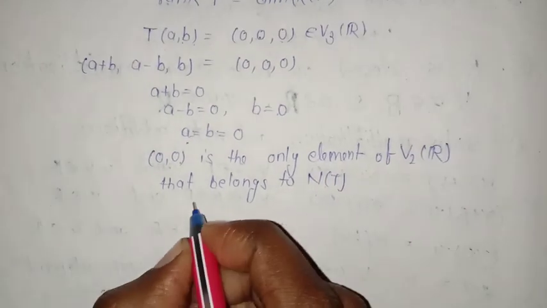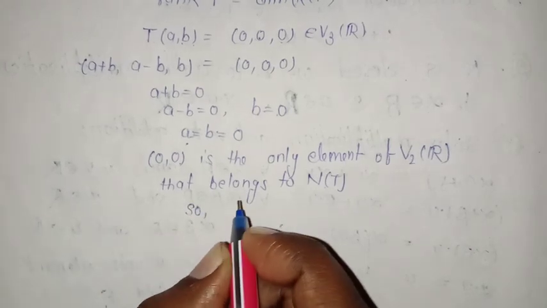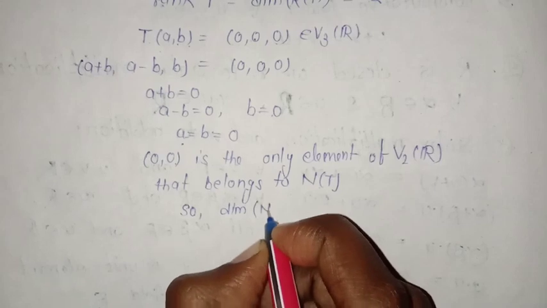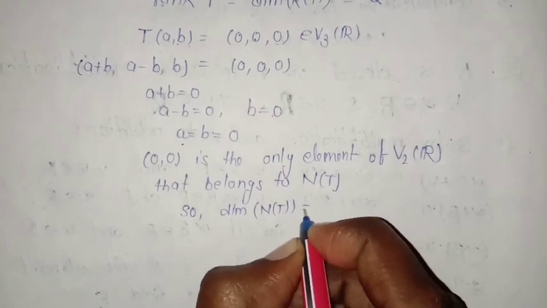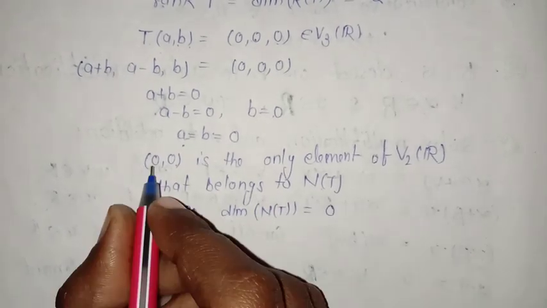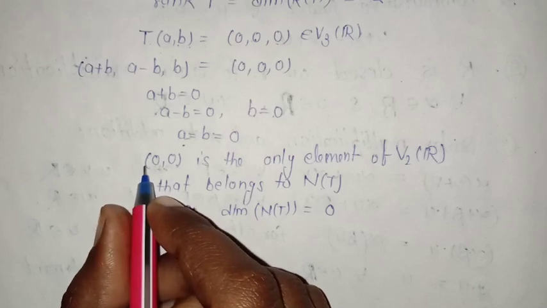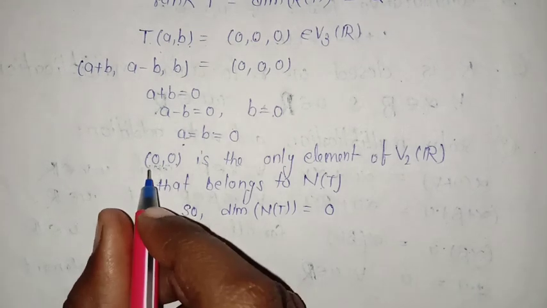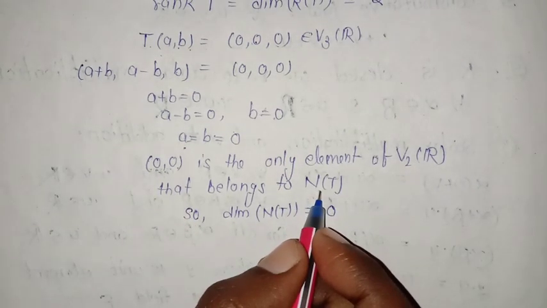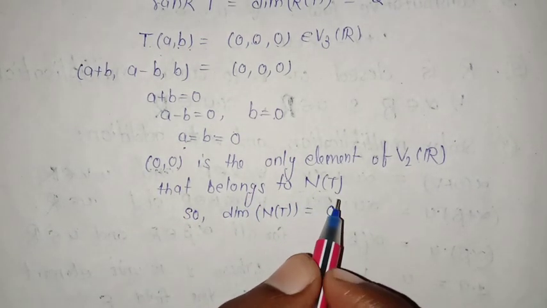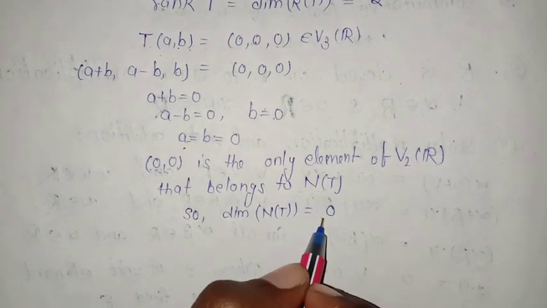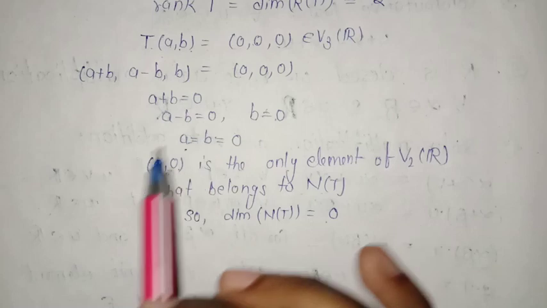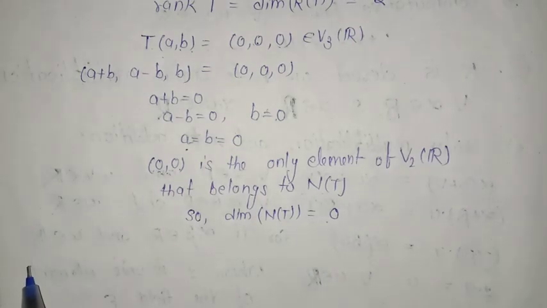So the dimension of the null space of T is equal to 0, because the only vector is the 0 vector, as we know that the transformation always maps the 0 vector to the 0 vector. So it represents that this is non-empty, but the dimension of this vector subspace becomes 0, because there are no non-zero elements that are mapped onto the 0 vector of the vector space V3 over R.